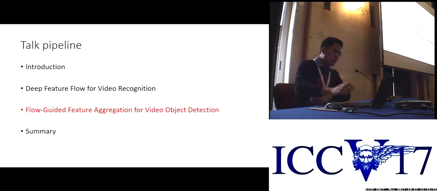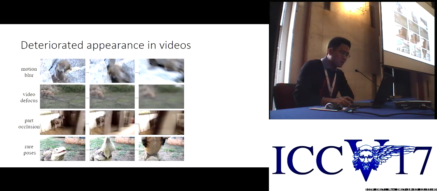Okay, I will quickly introduce our next work, called flow-guided feature aggregation for video object detection. Directly applying image recognition methods for video recognition is also challenging because the recognition accuracy suffers from the deteriorated appearance. Such deterioration is seldom observed in still images. As quantified in our experiments, a state-of-the-art still image object detector based on R-FCN and ResNet-101 deteriorates remarkably for fast-moving objects in videos.